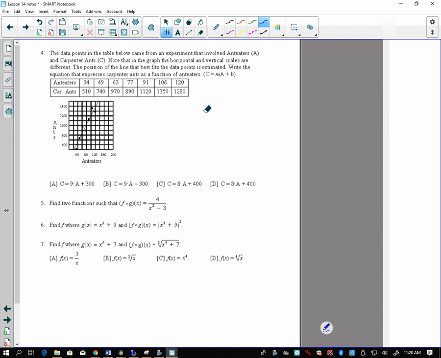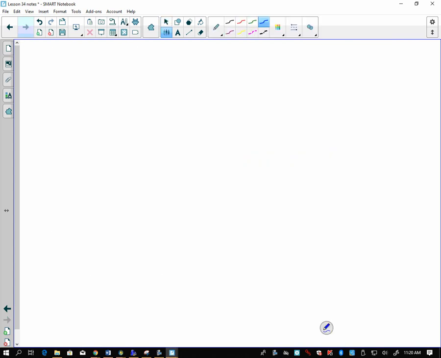Okay. Finally, we're looking at 5, 6, and 7. It says find two functions such that f of g of x equals 4 over x squared minus 8. This is what we call decomposition of functions. This is where we're trying to split the functions apart, where we have f of g of x. So f of g of x equals, what we have here is 4 over x squared minus 8.